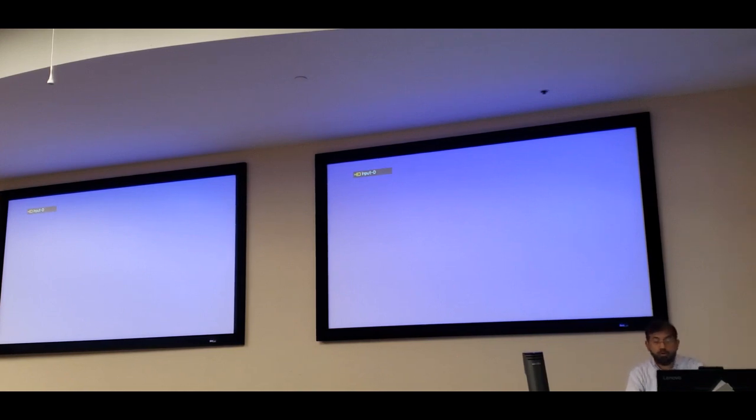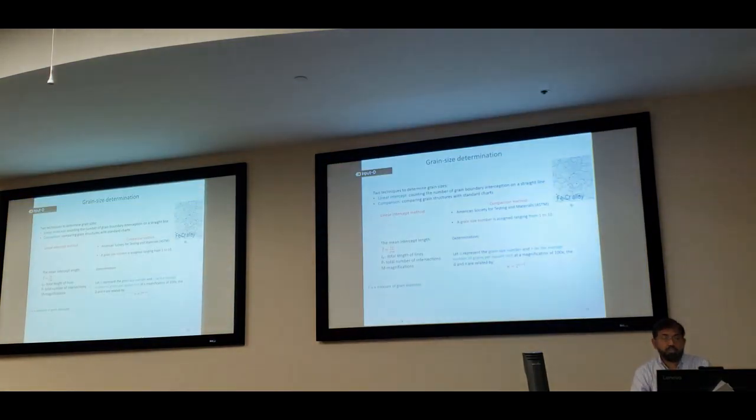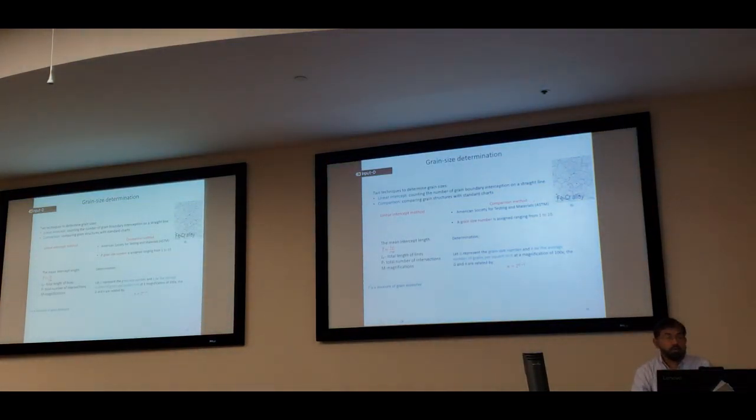Yeah, this is the one which we were talking about last. So this is the linear intercept method for the grain size determination. There are two methods. One is the linear intercept method and the other one is the comparison method.